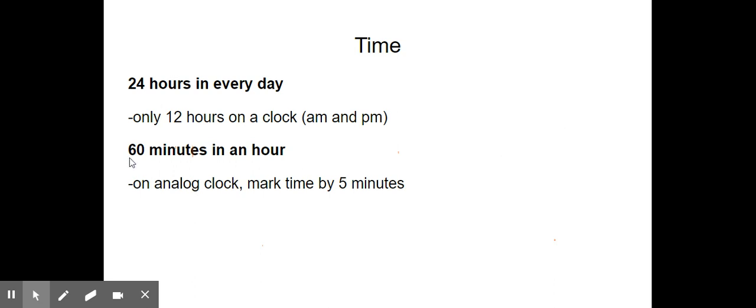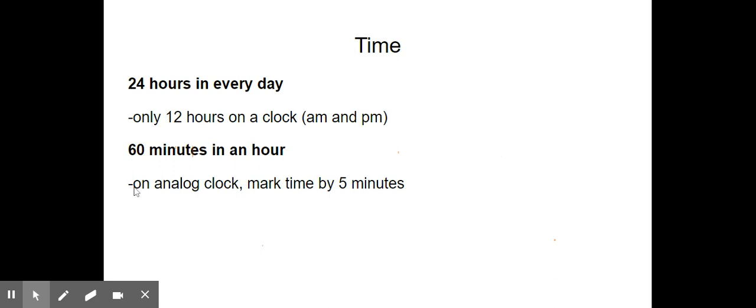There are also 60 minutes in an hour. Now, this is also a little bit tricky because we're so used to thinking that 10 and 100 are the special math numbers. But when it comes to telling time, 24 is a special math number for that, and so is 60. There are 60 minutes in an hour. There are also 60 seconds in a minute, but we're not going to talk about that yet.